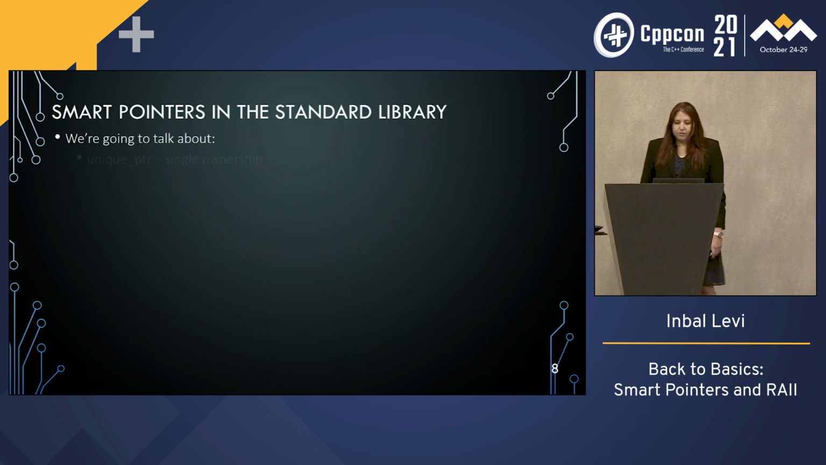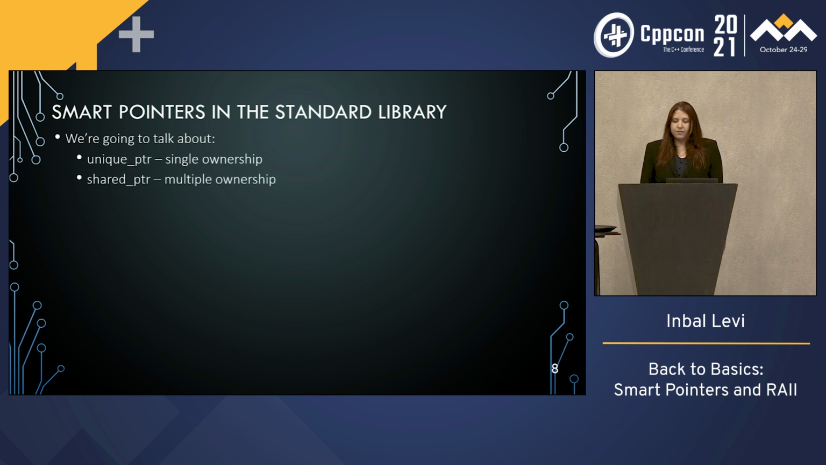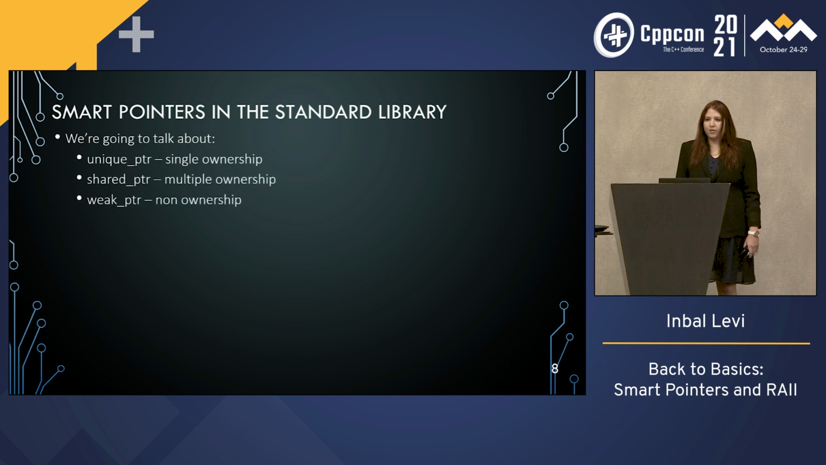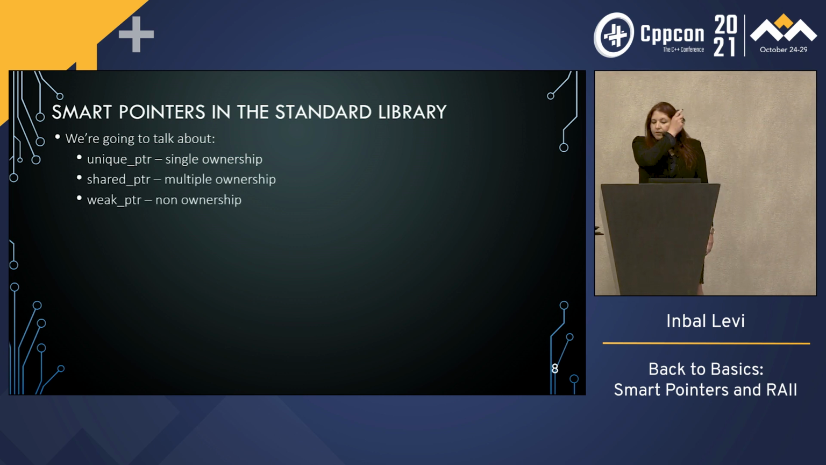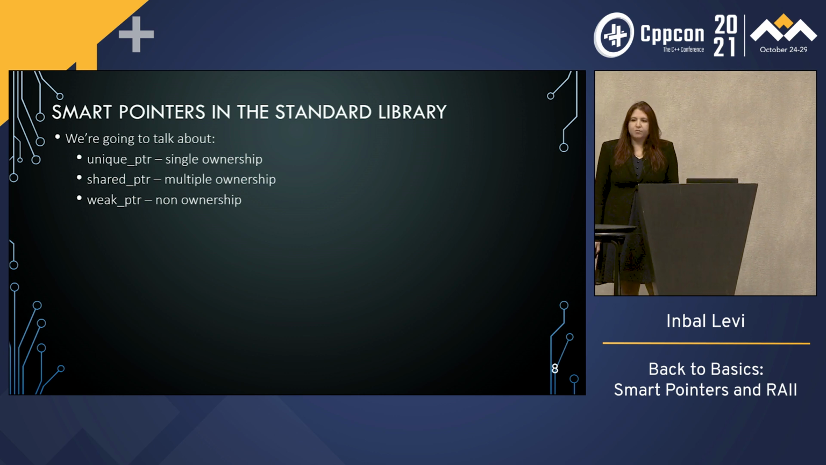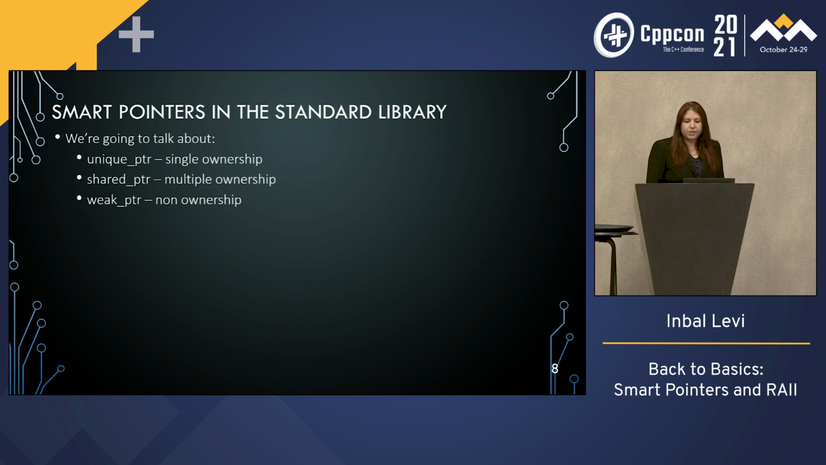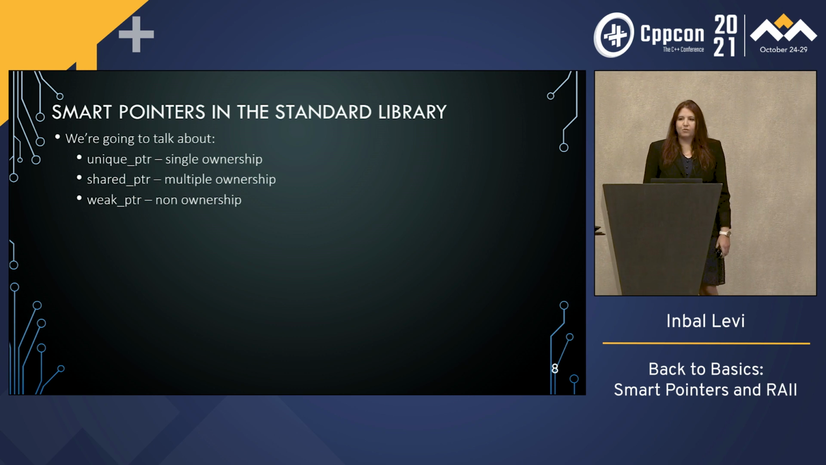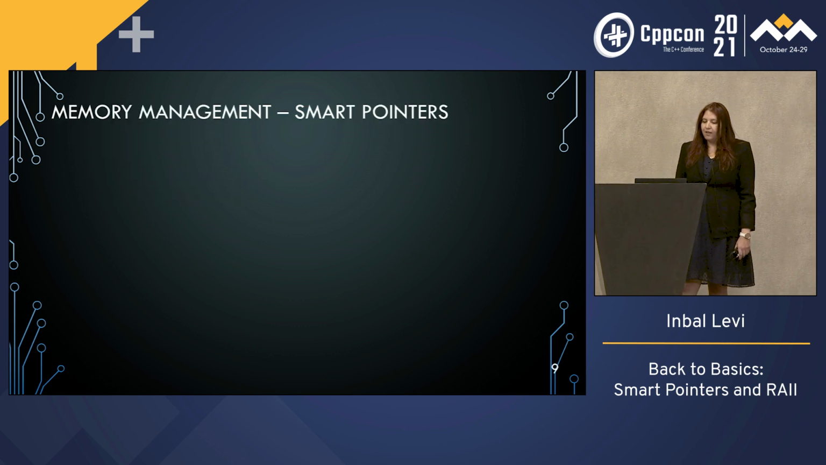So we're going to talk about unique pointer, shared pointer, and weak pointer. Unique pointer represents single ownership. Shared pointer represents shared ownership, and weak pointer represents no ownership. So let's start.